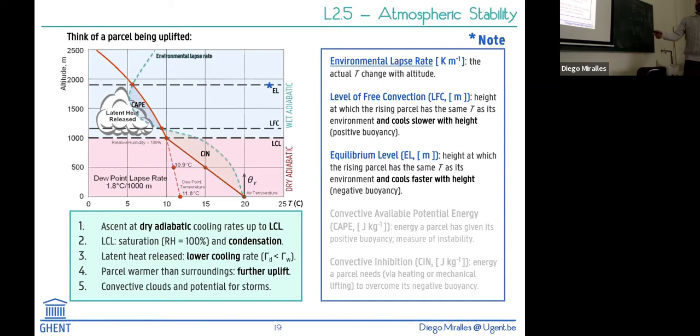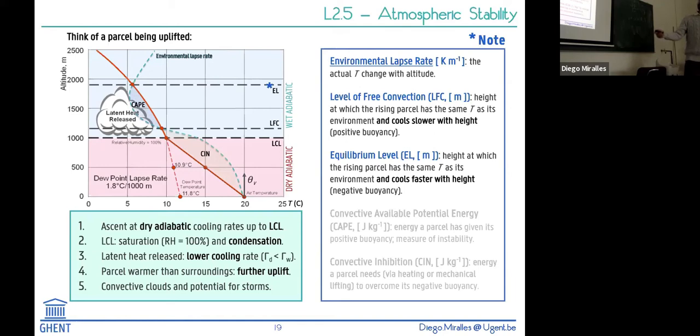So let's say, for instance, we have this parcel that lifts up to 500 meters. Now, how is the atmosphere surrounding it? Well, it's actually warmer. So if it is warmer, it implies that that parcel is going to be heavier than the surrounding atmosphere. So most likely it's not going to move up any longer. It's going to stay there. You're suppressing the convection. You're making the atmosphere stable. You're not favoring mixing. All right?